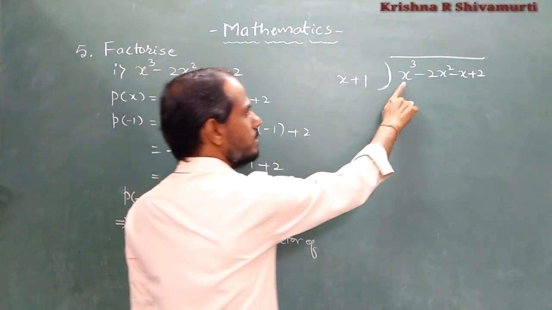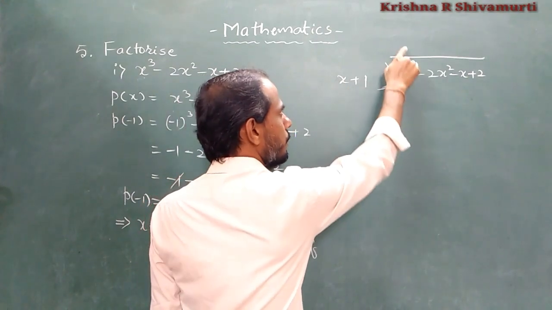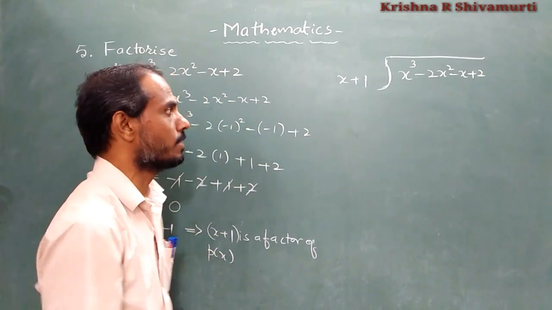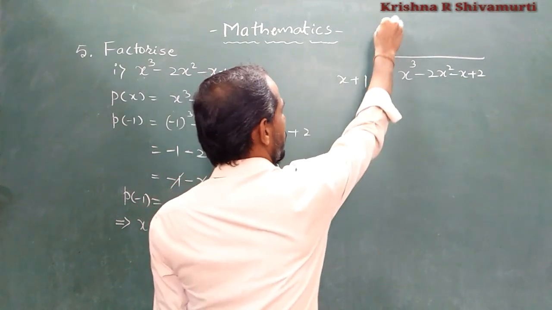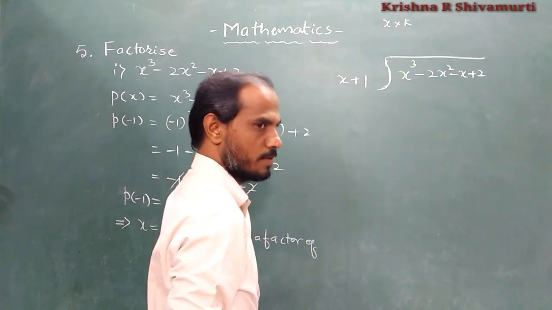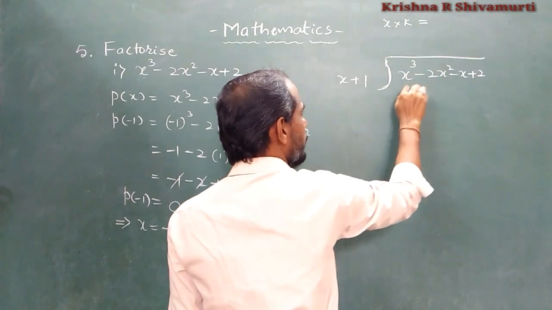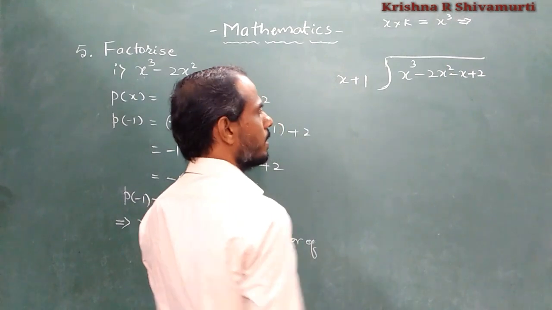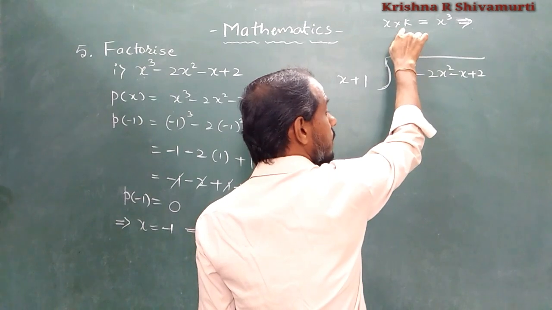You know, students, what is the first term? X cube. X to divide x cube, we have to multiply here by something. What should we multiply? How to know that one? Okay, students, I will say, suppose this x I want to multiply by something, that is k. I don't know what that one is. Okay, x multiply k, we will definitely get the first term. What is that one? X cube. We get x cube. What should we multiply? K.